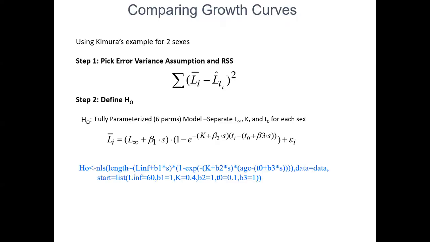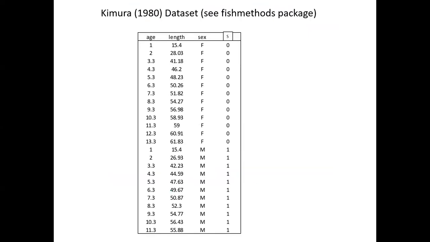And so I'm going to give an example in my fishmethods package. There's a data set called Kimura, which it uses in the 1980 paper, so you can use that if you want to follow the example. And so what I'm going to show you is just first how to do it in the nls function. So first, here's the data from Kimura.